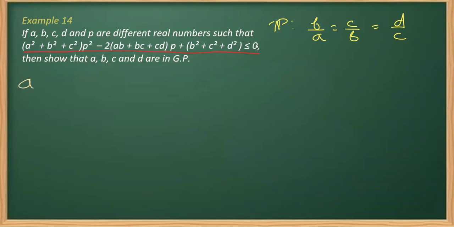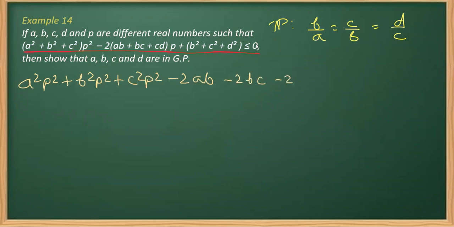On applying the distributive property, it will be A square P square plus B square P square plus C square P square minus 2ABP minus 2BCP minus 2CDP plus B square plus C square plus D square is less than or equal to 0.